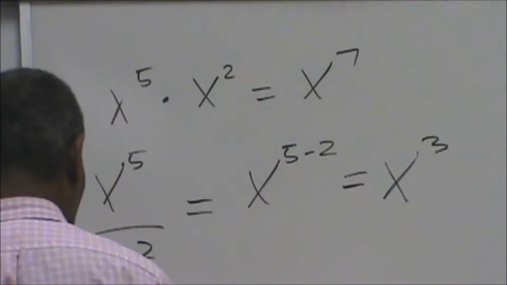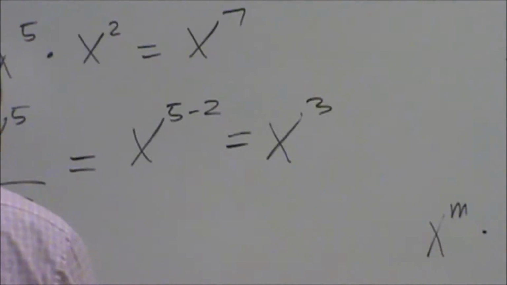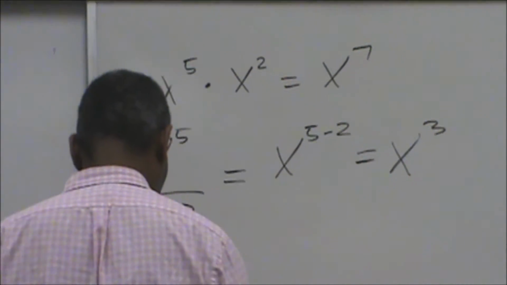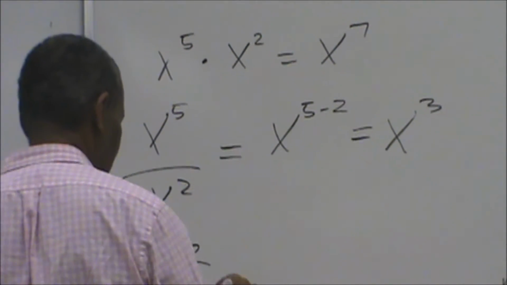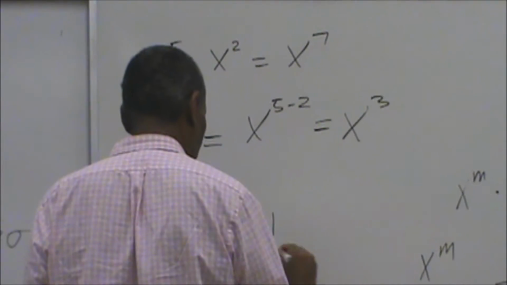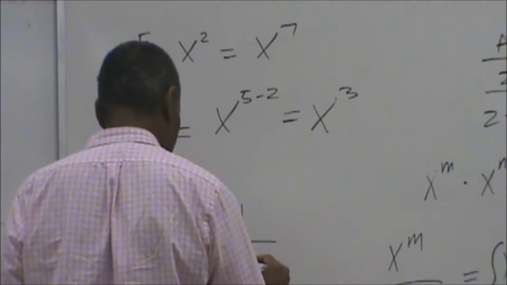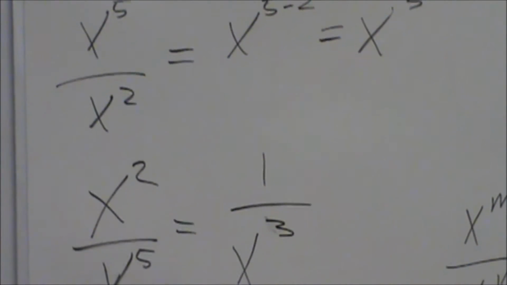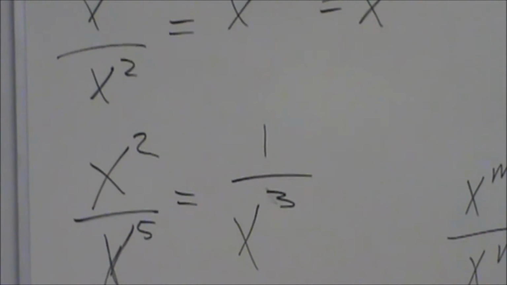On the other hand, if I have x squared over x to the 5th, this number is bigger than this, so this answer is going to equal 1 over x to the 5 minus 2, which is going to give you x cubed. And so that's what the rule is.